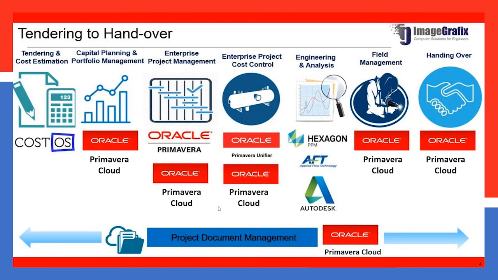We also have a division which takes care of the engineering and analysis products. They have companies like Hexagon, AFT, and Autodesk to provide 3D modeling like BIM and other solutions through these partners, of course.